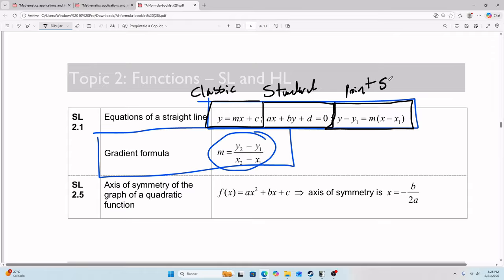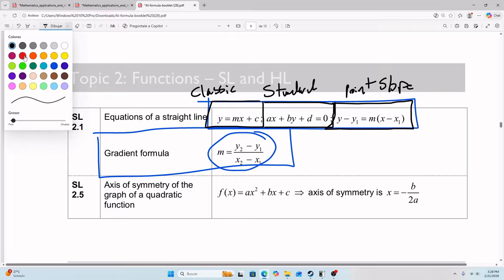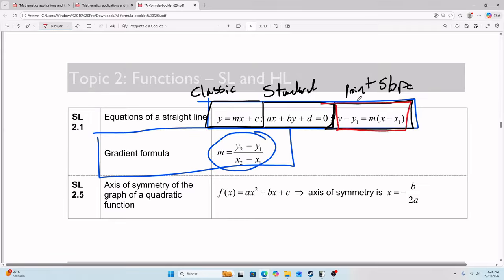Ladies and gentlemen, I know that you can technically start from any of these, and I know that there are ways to do that, but what I suggest is that you always start at point slope because it will always work. Starting from the classic is not always doable, or starting from the standard is not always doable, but starting from point slope is pretty much always doable. And from the point slope, you can travel to this, you can travel to that, etc.